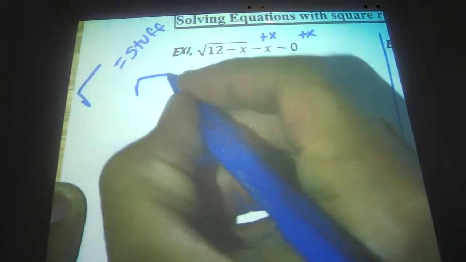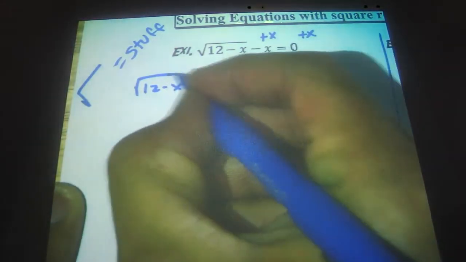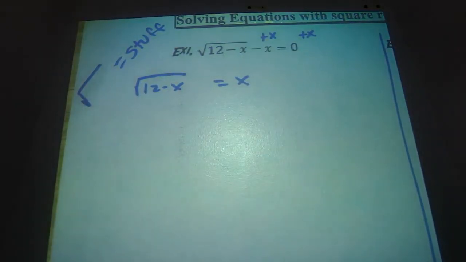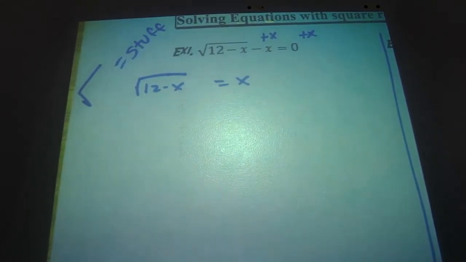So I've got the square root of 12 minus x equals x. All right, we want to solve for x. How do we solve for x here? Lillian, Zoe, Faith, Dominic, what can we do? Suggestions. Square both sides. Fantastic.